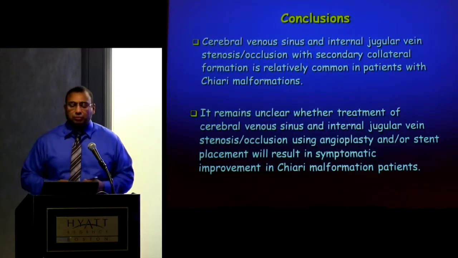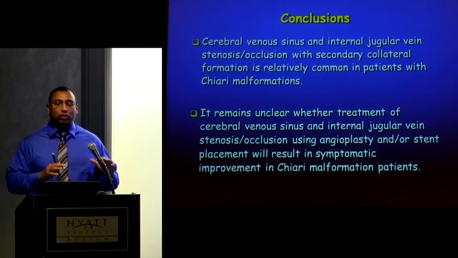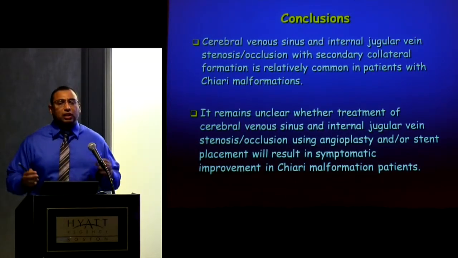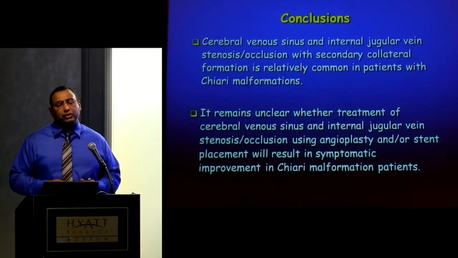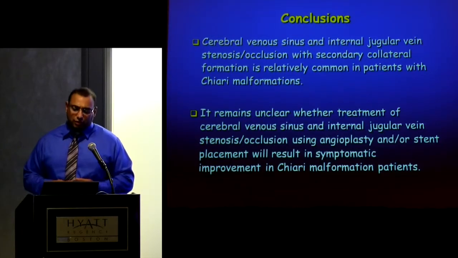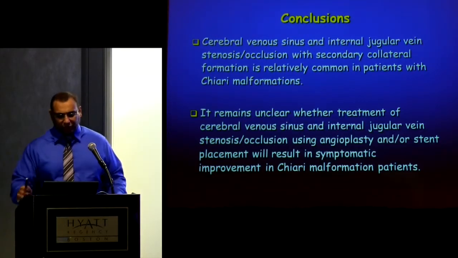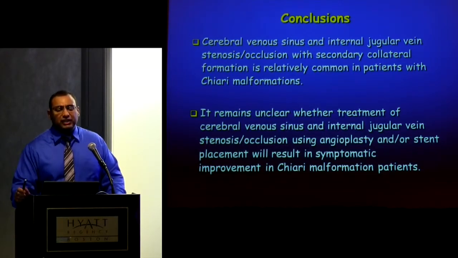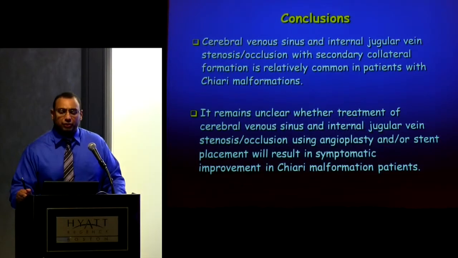Now I know that the time is short, so I really wanted to focus on some of the elements that I thought were most pertinent to this concurrent existence of venous anomalies and Chiari malformations. I'd like to conclude with the following statements. I think that cerebral venous sinus and internal jugular vein stenosis and occlusion with secondary collateral formation is relatively frequent in patients with Chiari malformation.